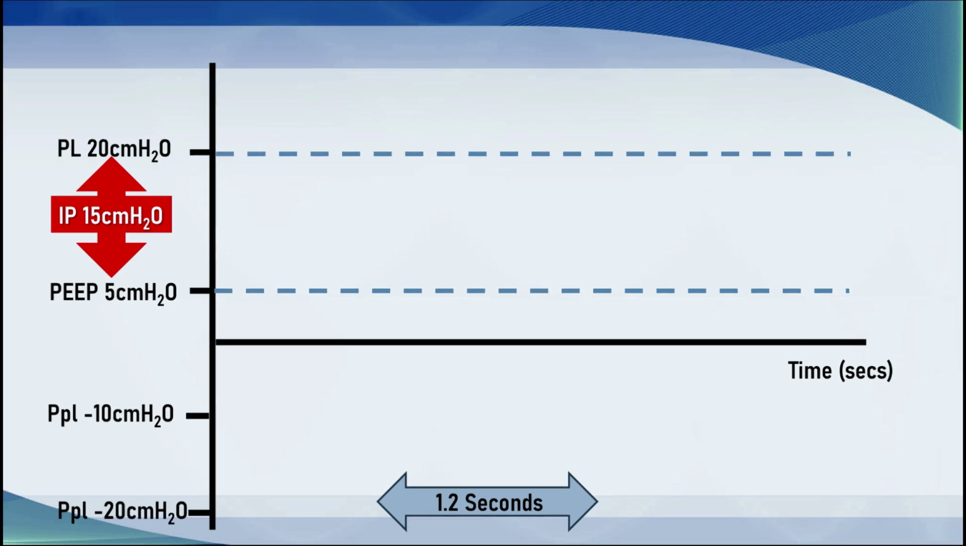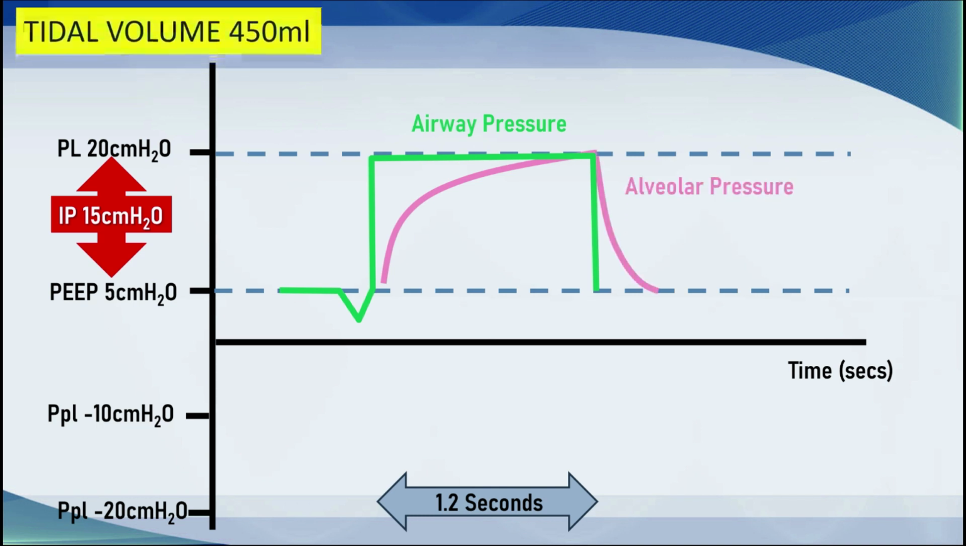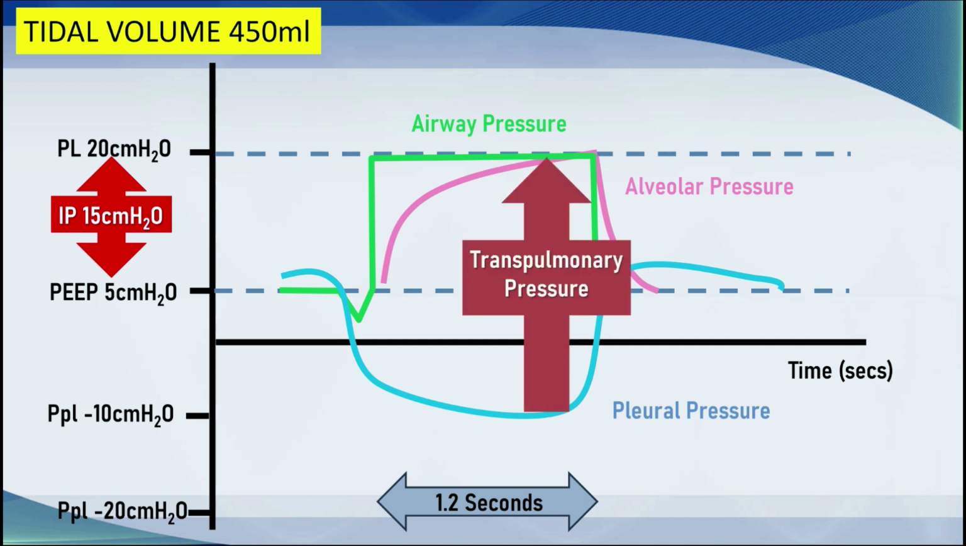Now, if Carla were to take a breath, this is what you'll see. So you see her airway pressure curve, and you see her alveolar pressure curve, and her tidal volume is 450 mils. Now, I'm going to draw a new curve that we haven't looked at before, and that is the pleural pressure curve. And you can see here that the pleural pressure is slightly positive in expiration, and then it becomes significantly negative during inspiration. And the difference between the plateau pressure and the pleural pressure is the transpulmonary pressure, and that is effectively the stretch pressure on the alveoli, and it can be quite significant.